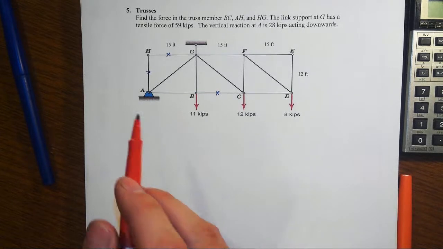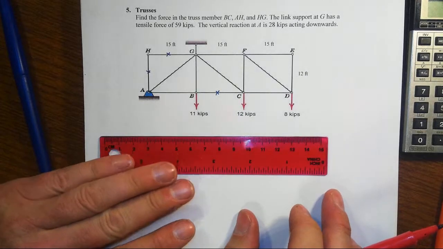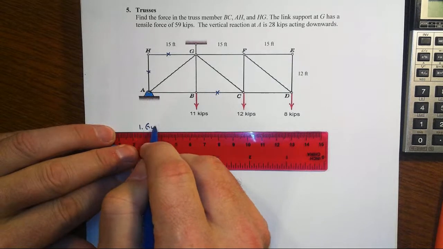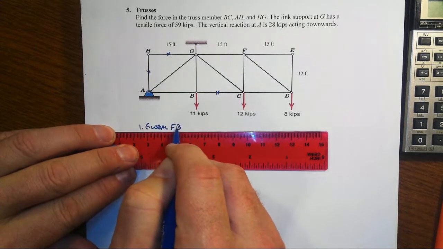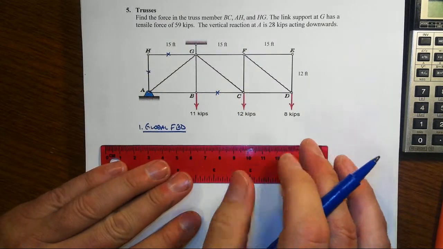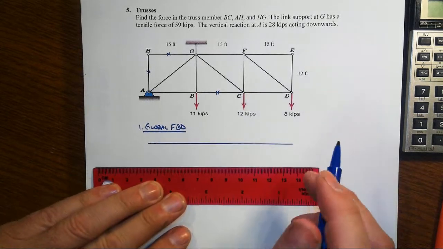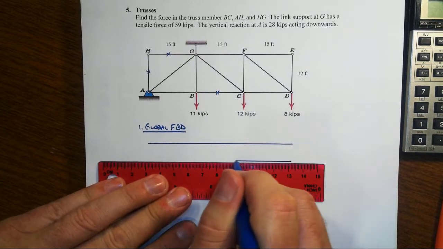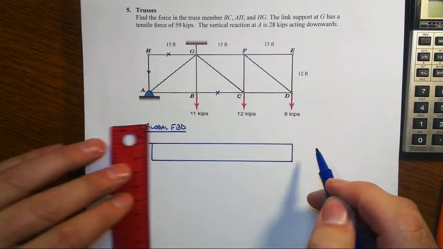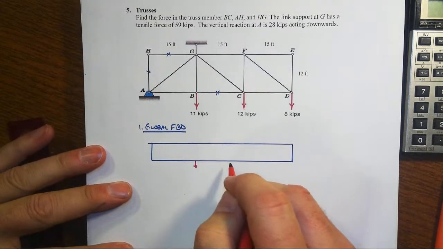Well, now wait a minute, that's a pin support, what about the horizontal component? Let's just check something out here real quick, and let's look at the global free body diagram. That means we're going to cut away all of the supports, but we'll not cut into the structure itself. And so we'll just simply represent the whole truss as a box, and we'll put on our applied forces.